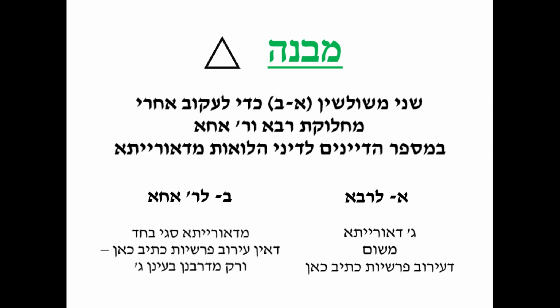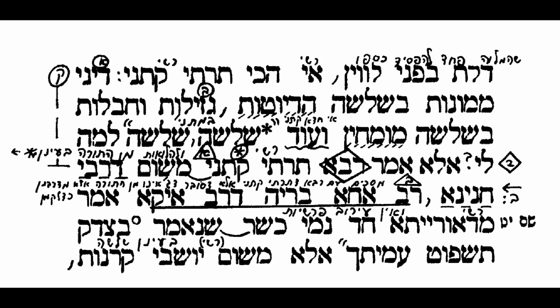Beis, L'Rav Acha, midoraisa sagi b'chad. According to Rav Acha, 1 is sufficient from a Torah perspective. Why? Ein eruv parshias kosev kan. Because the Parsha of halvos, of loans, is not inserted in or mixed into the Parsha of Shomrim. Rak midrabbanon ba'inon shlosha, and only from a rabbinic standpoint is there a requirement of having 3. Let's continue in the Gemara.